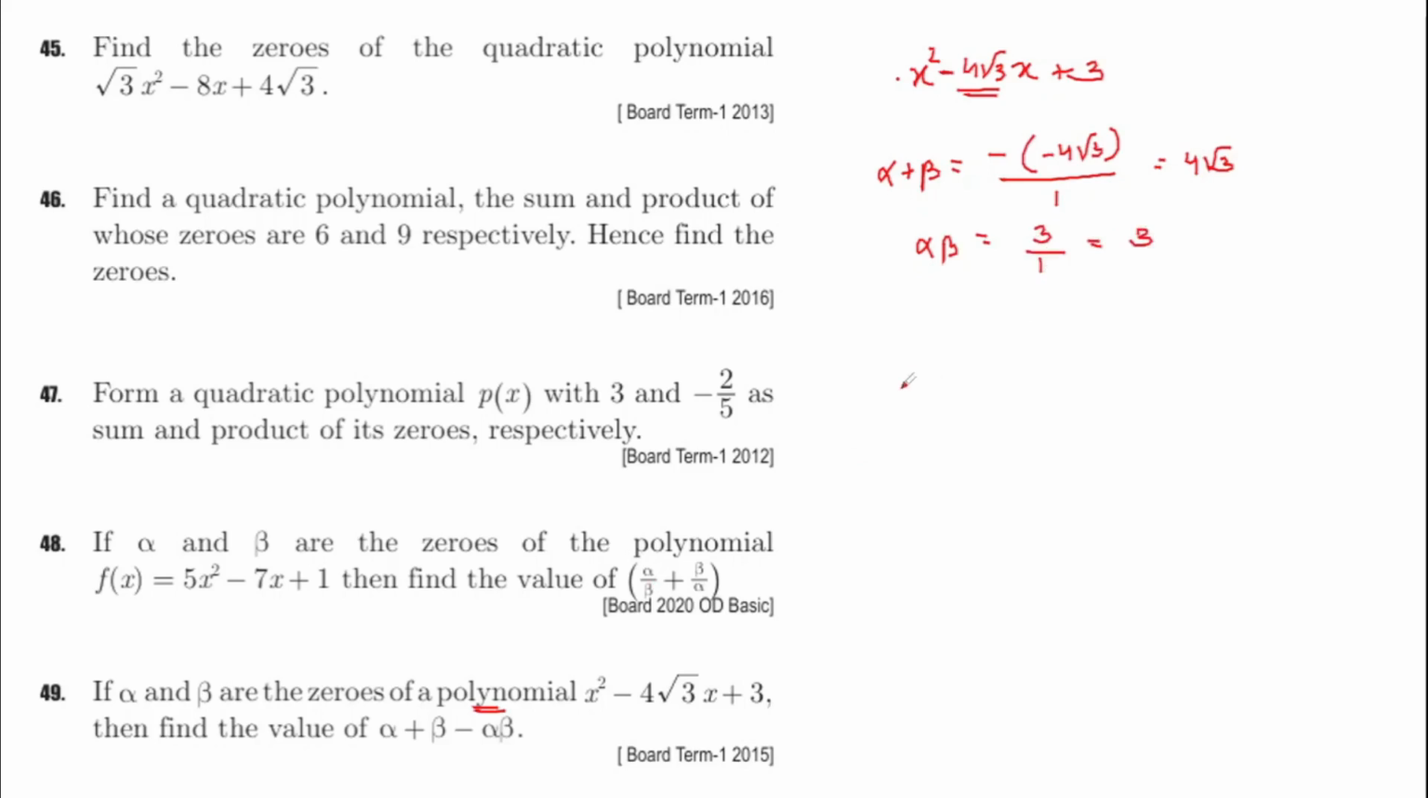Now the question is asking us alpha plus beta minus alpha beta. So in place of alpha plus beta, put 4 root 3 as we just found it. Then in place of alpha beta, put 3. So this will be the answer.